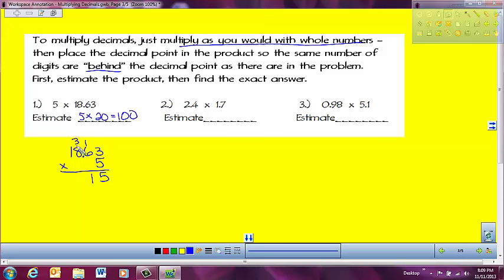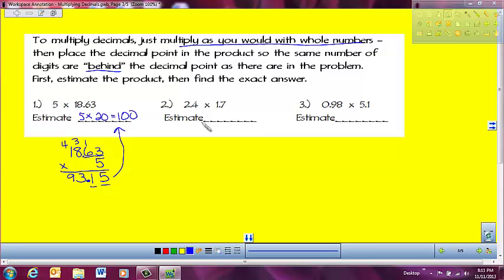5 times 8 is 40, plus 3 is 43. And then 5 times 1 is 5, plus 4 is 9. Now the decimal point has to go in 2 digits because I need 2 digits behind the decimal point, since there are 2 digits behind the decimal point in the problem. So 2 digits in, my answer is 93.15, and that is very close to my estimate of 91.